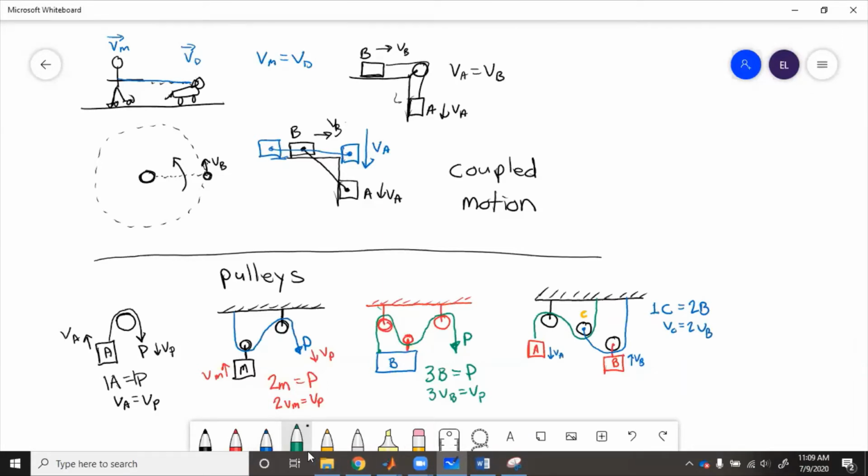Now on this one, A is getting pulled in one spot, and C is getting pulled in two spots by that green rope. So V_A equals 2 V_C. So if we want to find how A and B are related, we can just plug in. Here we know that V_A equals 2 times V_C, but V_C equals 2 times V_B. So 2 times 2 V_B equals 4 V_B. V_A equals 4 V_B.